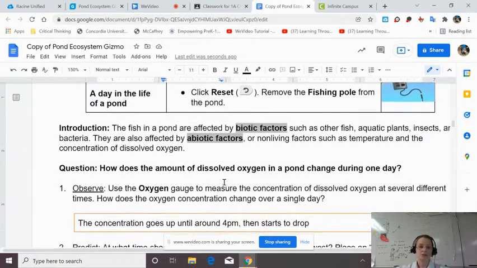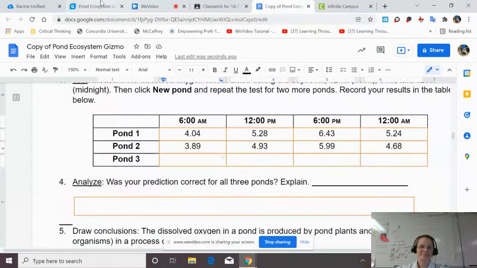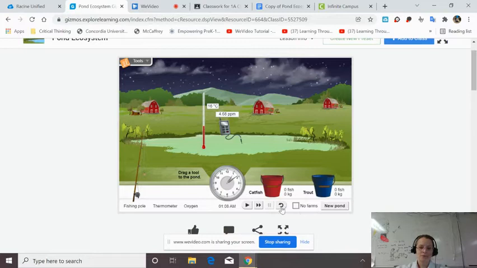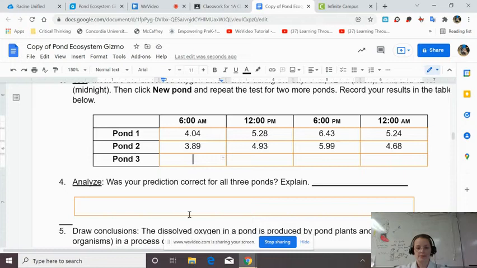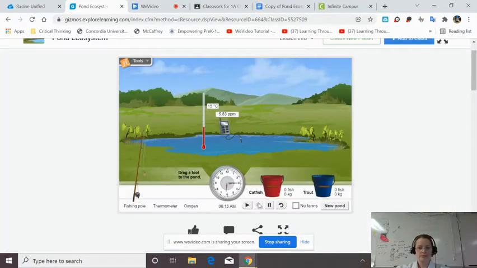Okay, I'm just making sure I had this all set up right. So reset, new pond. Now we have no farms around. So we went from 1 farm to 3. Now we're at 0. And 5.83 is our first number. Now we're going to go to noon. Fast forward.